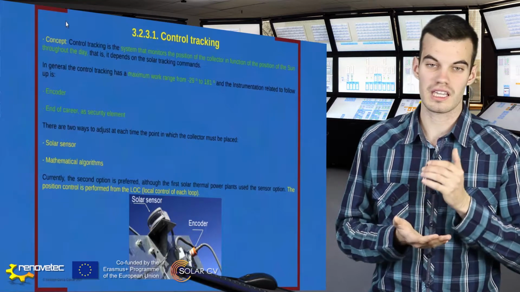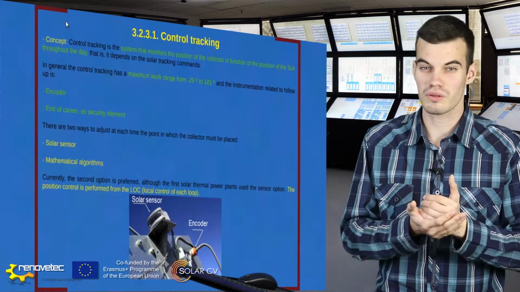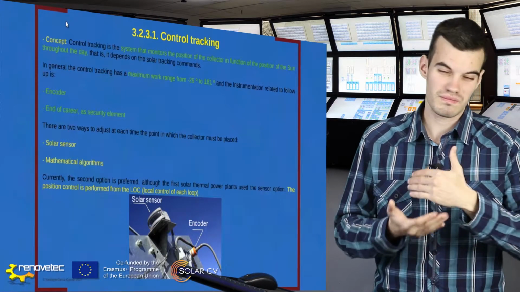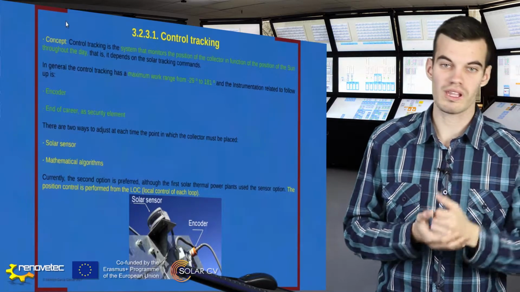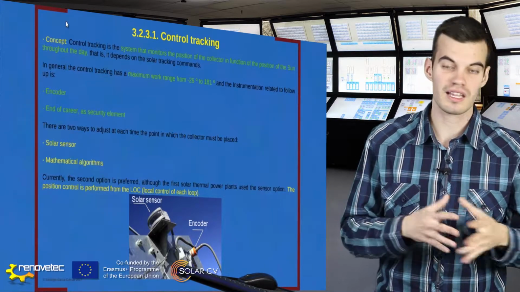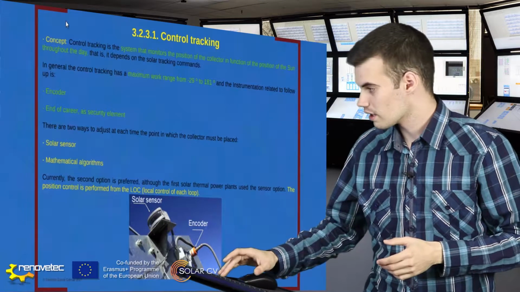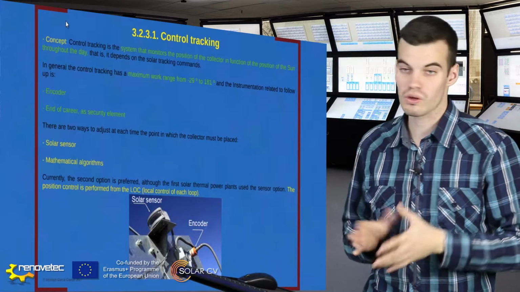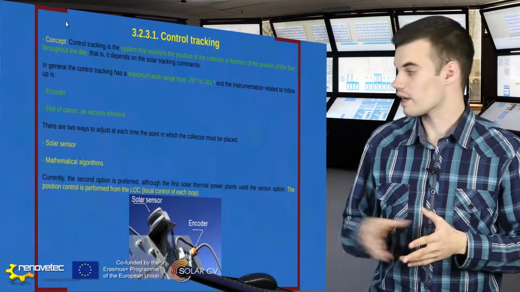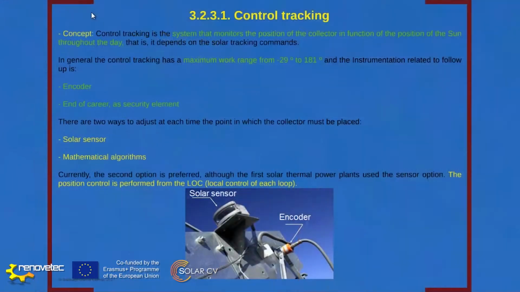Although nowadays the most used way is a mathematical algorithm. And finally, the position control is performed by the LOC, that is the local control of each loop. This concept will be seen in the following unit, solar field in a solar thermal power plant.